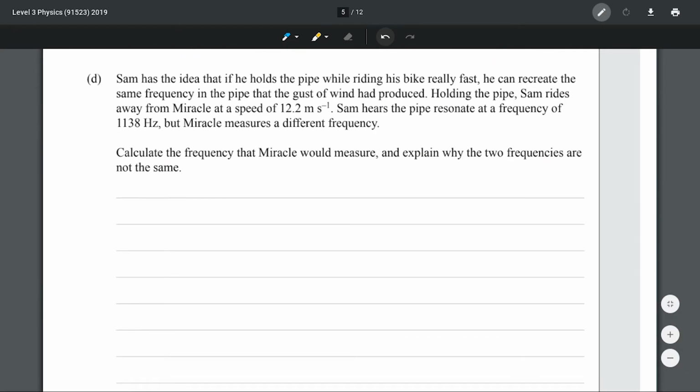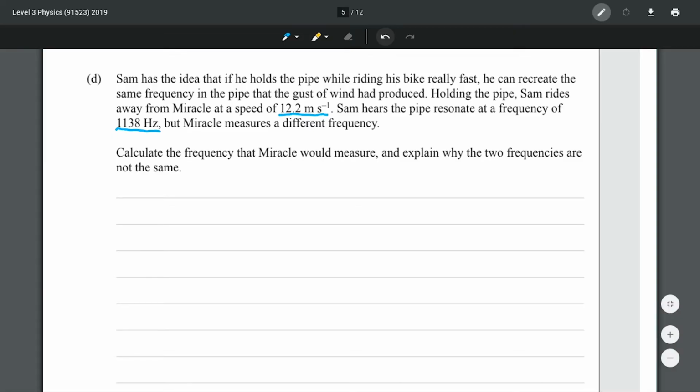Sam has the idea that if he holds the pipe while riding his bike really fast, he can recreate the same frequency in the pipe that the gust of wind had produced. Holding the pipe, Sam rides away from Miracle at a speed of 12.2 meters per second. Sam hears the pipe resonate at a frequency of 1138 Hz, which is what we were experiencing in the previous question. But Miracle measures a different frequency. Calculate the frequency that Miracle would measure and explain why the two frequencies are not the same.